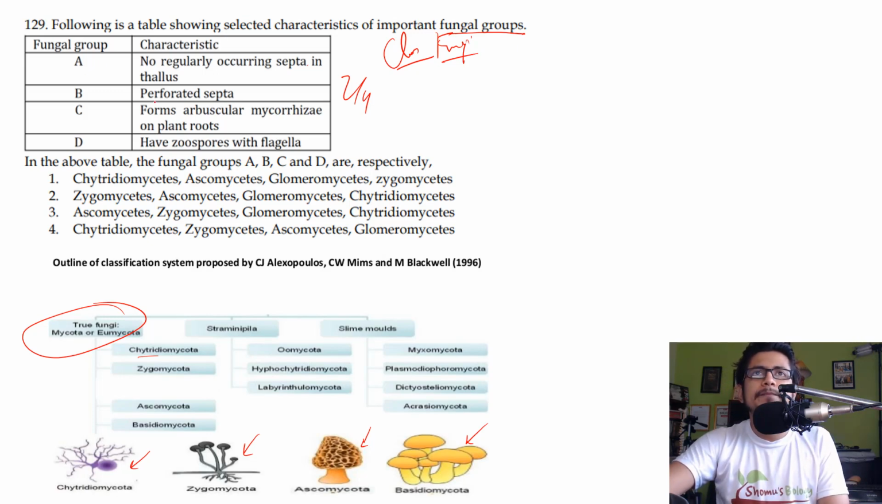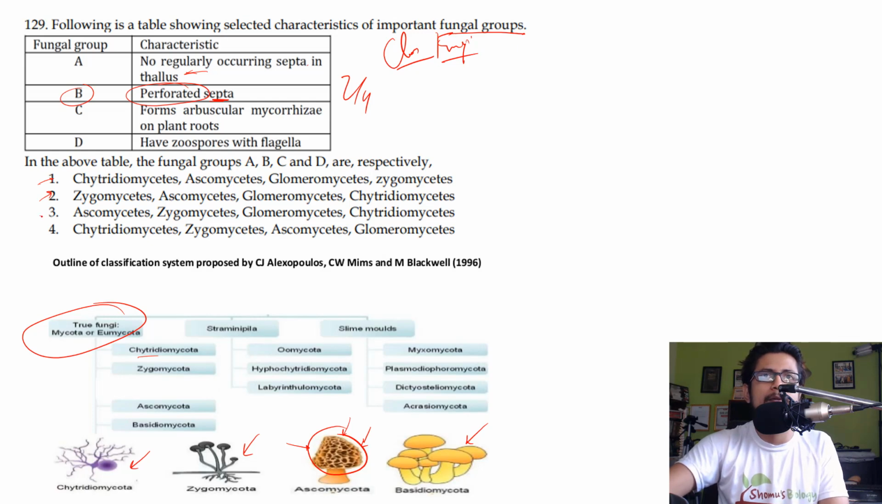So it says no regularly occurring septa in the thallus. Normally the septa is perforated, or there is no perforation. The perforation of the septa is this one. If you look at this Ascomycota, the septa is highly perforated. So B is Ascomycota. So the second one should be Ascomycota, and options 1 and 2 contain Ascomycota as the second one. That means options 3 and 4 are wrong.